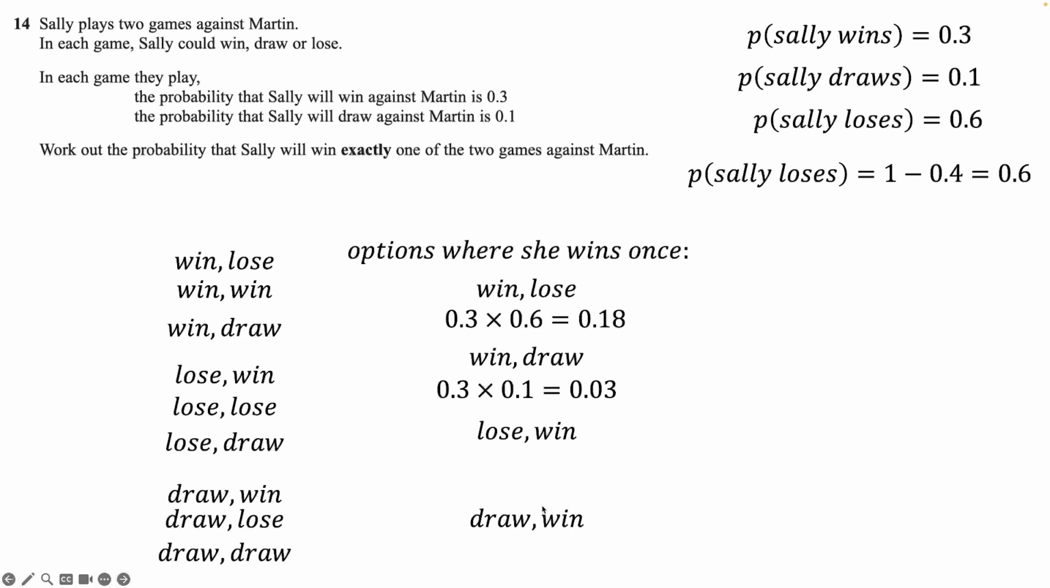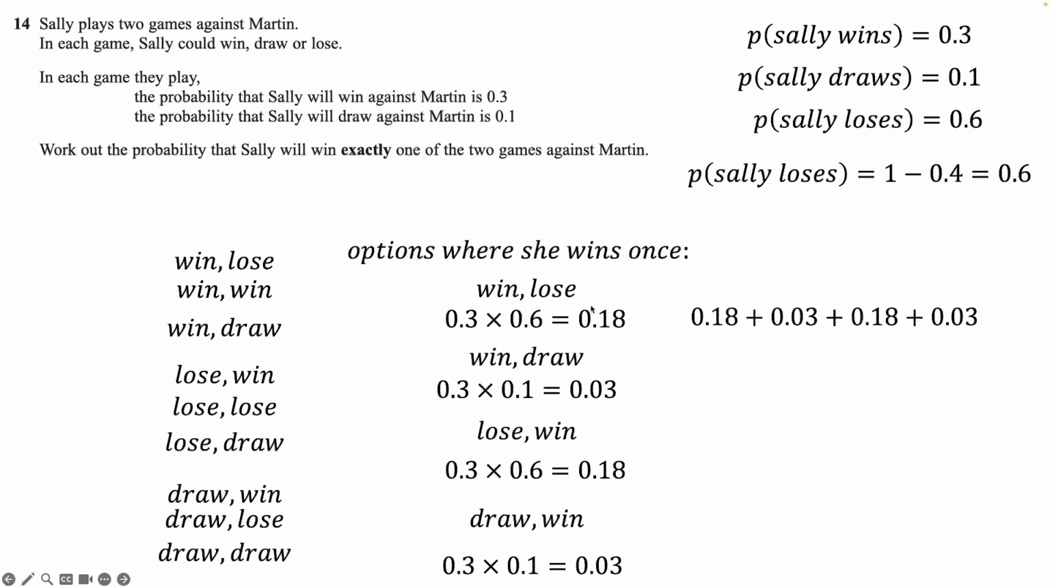Now, for these two, we actually don't need to work these out because to lose and then win, it's the same as this probability. It's just the other way around. So this is 0.18. And likewise, drawing then winning is the same as winning then drawing. Because again, they're just the same thing, just the other way around. So this probability is 0.03. Now we add these up to get the total. So 0.18 plus 0.03 plus 0.18 plus 0.03. That's 0.42. And that's the final answer.